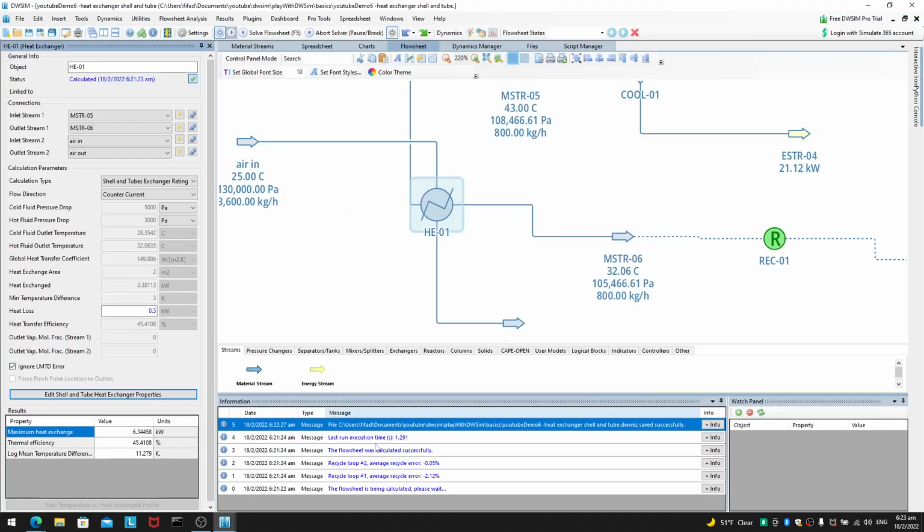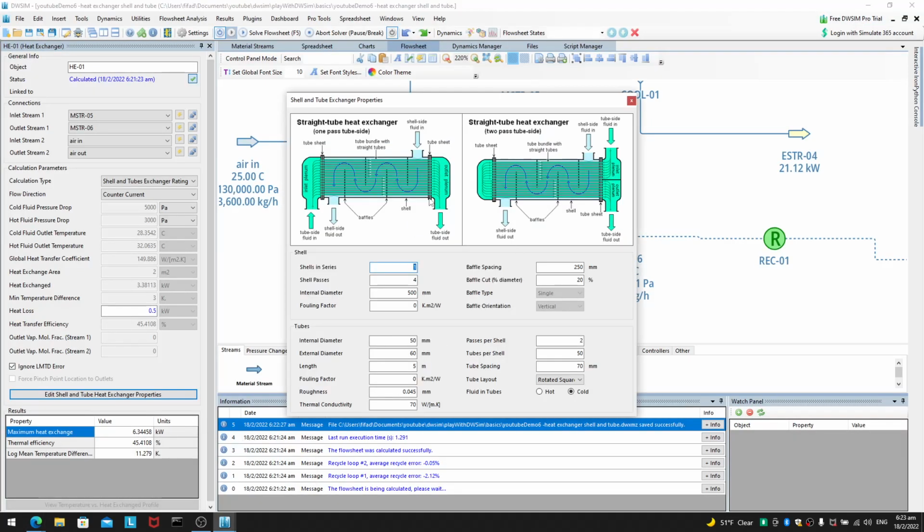As of 2022, DWSim 7 does not automatically update what your shell and tube heat exchanger looks like based on your design here. However, it is still useful to look. So you can see your shell and tube heat exchanger, where the tube side fluid will flow outwards. This is a single pass, they call it. So why is it a single pass?